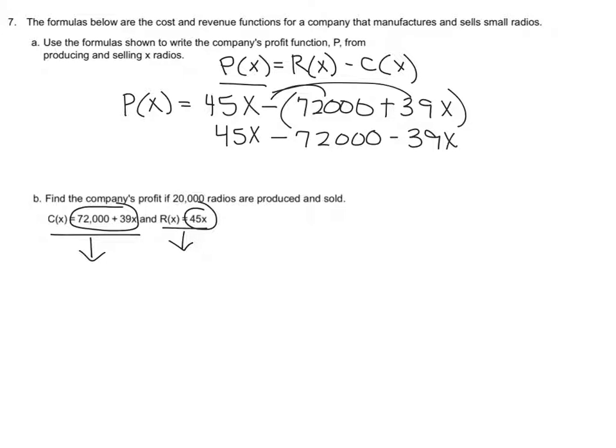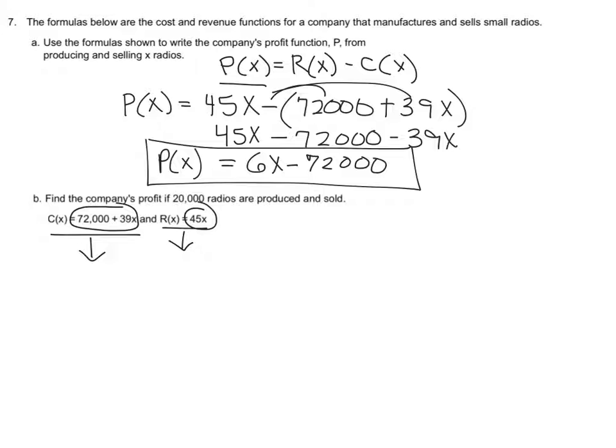When I combine those, I get 6x, and then minus the 72,000. So this is as simplified as I can go. So my profit function is P of x equals 6x minus 72,000.